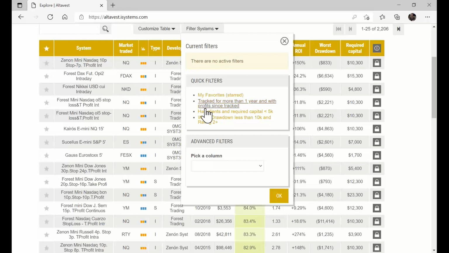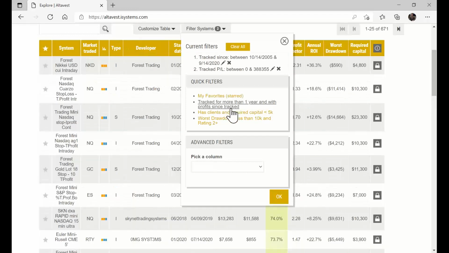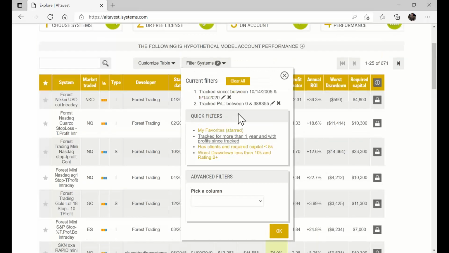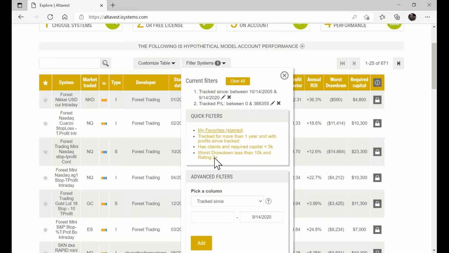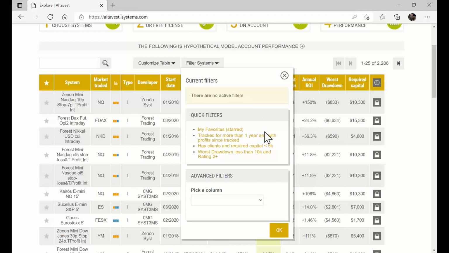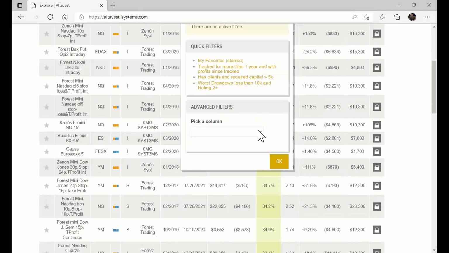First of all, there are quick filters. You'll see right away, maybe you're looking for systems that have been tracked for more than 1 year and they're profitable. So if you just click that link, and now you've filtered everything down, and now there's 671 systems that meet that filter. And you could add more filters with these quick filters. You could edit the filters just using that little icon here. You would clear the filters to start over, but here's really the most powerful aspect of this, the advanced filters.